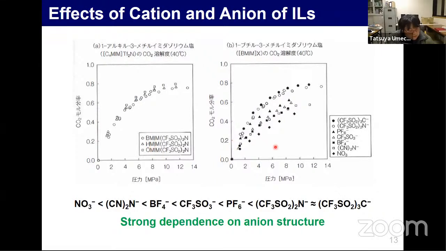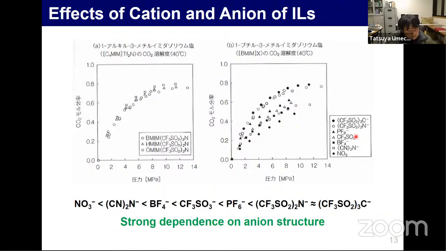The right figure is a result of the physical absorption of carbon dioxide with 7 different ionic liquids. The cation of the ionic liquid is 1-butyl-3-methylimidazolium. The ionic liquid anions are different, as shown here.